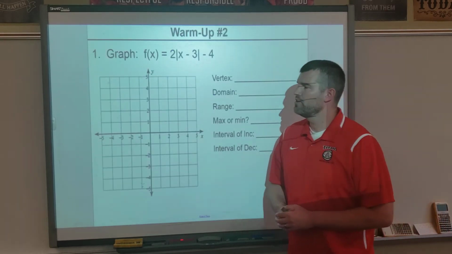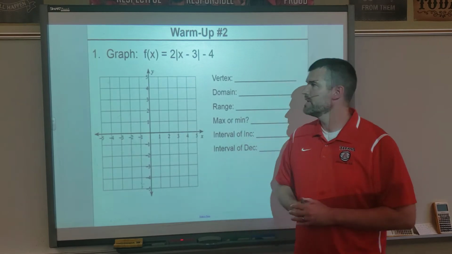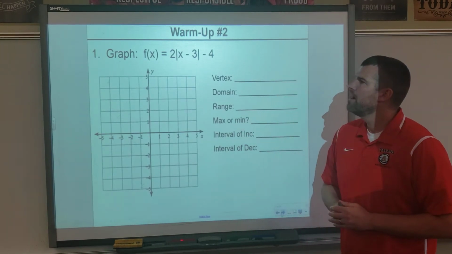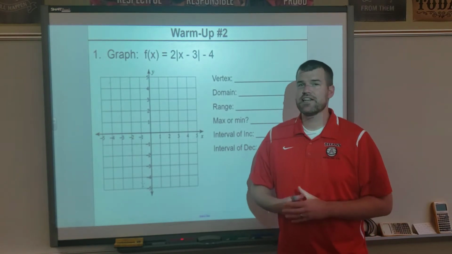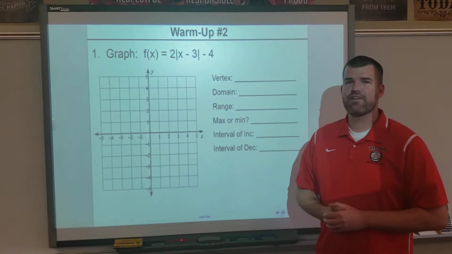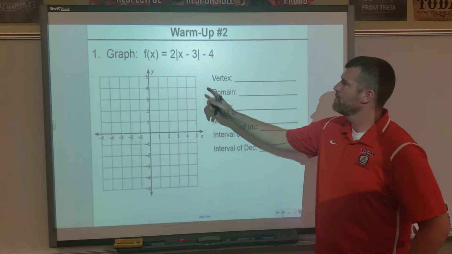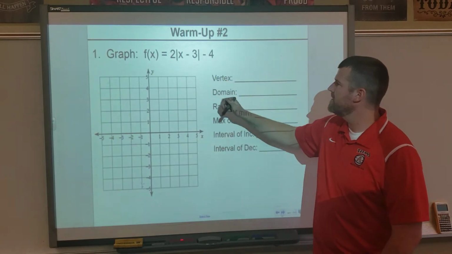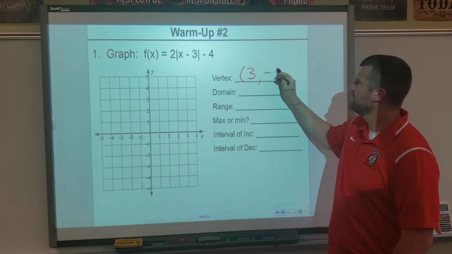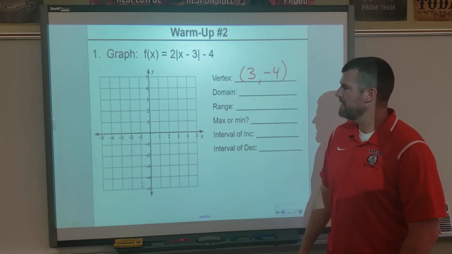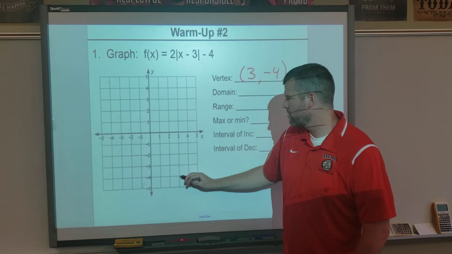Second warm-up I wanted to do is just a refresher on graphing, since we didn't work on that yesterday. The first and most important thing we find when graphing a linear absolute value equation is finding the vertex. So we know the vertex is the opposite of negative 3, and then the number at the end, so negative 4. So I'm going to place 3, negative 4 on my graph.